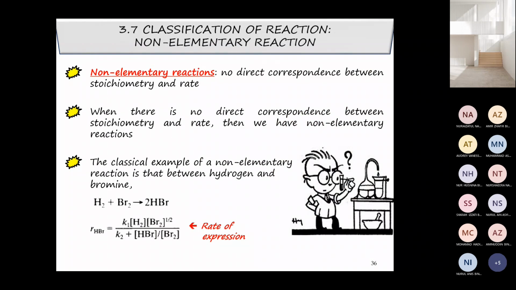So for non-elementary reaction is no direct correspondence between stoichiometric and rate. So benda ni adalah tak berkaitan dengan stoichiometry and rate satu sahaja. Dia tak akan depend pada satu sahaja. Dia maybe ada series of reaction. That's why we have a K1, K2. Maybe this A plus B equals to B plus C, and then this one maybe again B plus C equal to D plus E. So dia ada series of reaction.